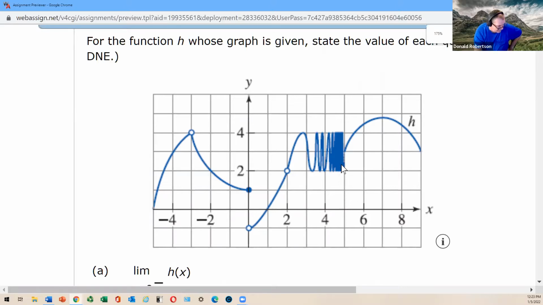X tends to 5. Do you see x tends to 5 here? This function is doing some weird stuff. If I asked you for the right limit, I'm assuming that it gets to where my mouse is pointing, which I am saying is a 3. So if I asked you the limit as x tends to 5 plus, the right-hand limit, you should say 3. What about the left-hand limit?